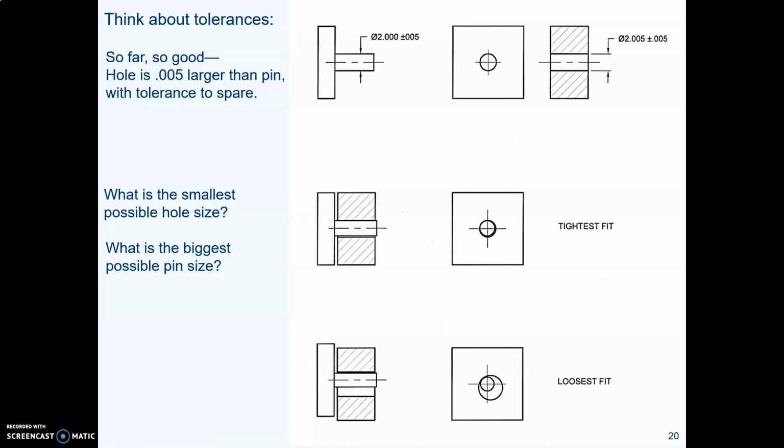Let's analyze what could actually happen, however. What is the smallest possible size the hole could be? So its size is 2 and 5 thousandths, then plus or minus 5 thousandths. So it could be 2 inches, couldn't it? Now, what is the largest possible size the pin could be? It could be 2 inches plus 5 thousandths. So its biggest size would be 2 and 5 thousandths. Uh-oh. So we could have a pin that's 5 thousandths bigger than the hole. Looks like this is not going to work after all.